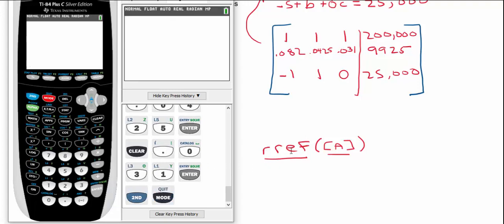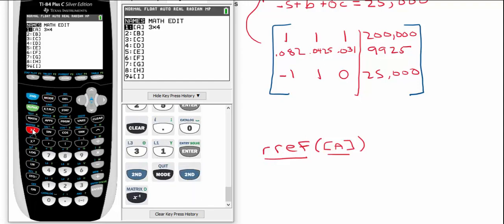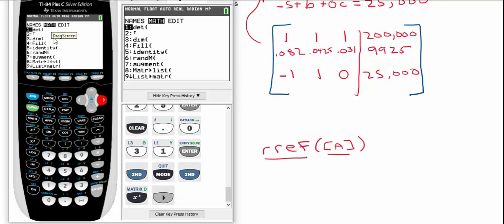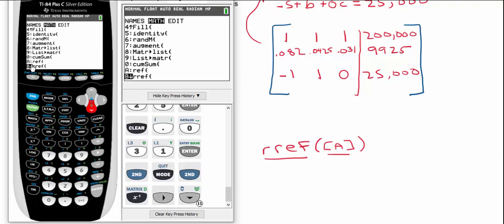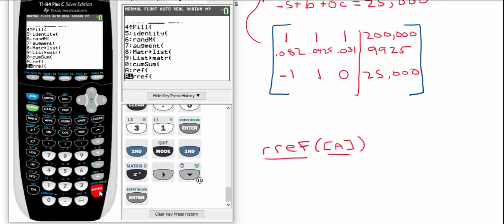To get this RREF command, we need to go back to the matrix menu, which is second matrix, and then right arrow to the math submenu. And since I don't remember what number the command is, I'm just going to press either the down arrow many times or the up arrow until I get to, apparently, letter B, which is RREF. Once you get there, press enter.